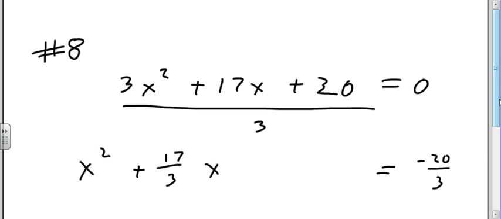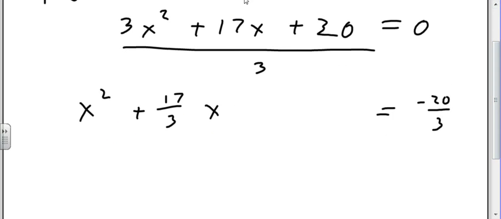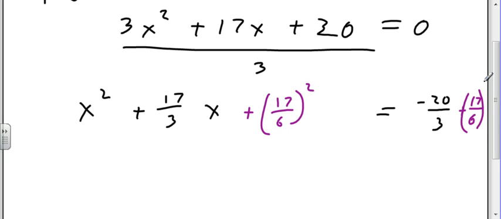So I'm going to put that on the other side of the equation. And then I'm going to say, well, what's half of 17 over 3? That'd be 17 over 6. So I'm going to add 17 over 6 squared to both sides of the equation. And over here I'm going to have x plus 17 over 6, quantity squared, is equal to whatever this garbage is on the other side.